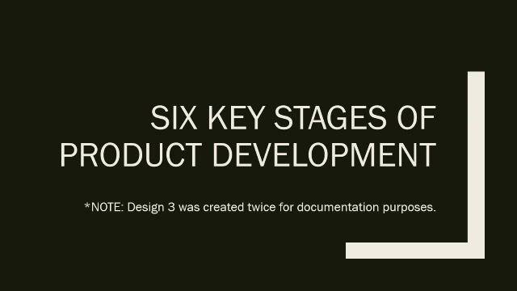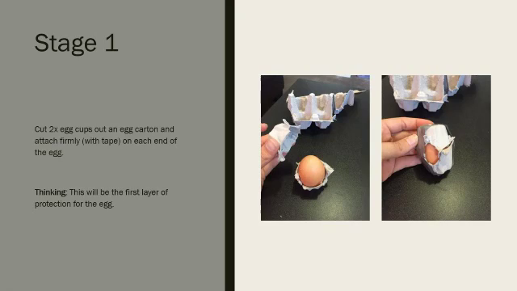Okay, so these are our 6 stages of product development, and just note that we created Design 3 twice so we could document the steps. So the next slides are just a quick overview of the stages of product development. So this is our first stage.